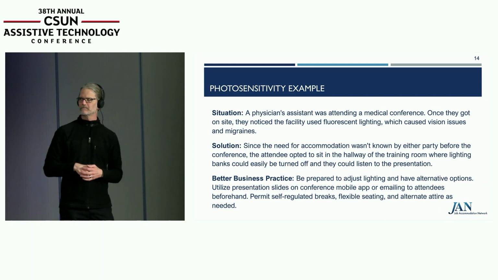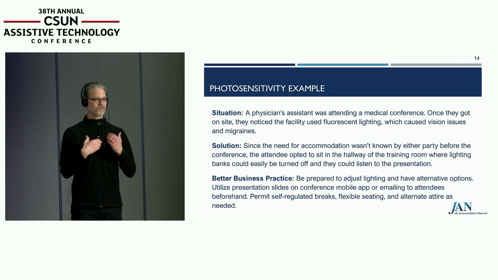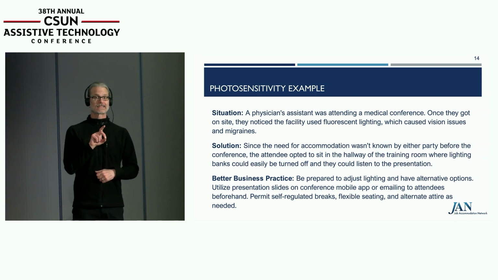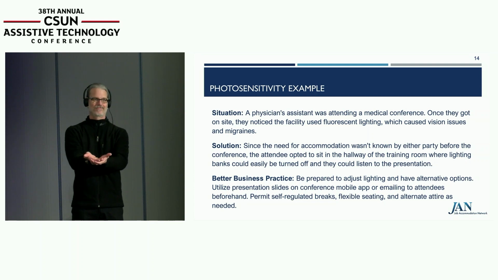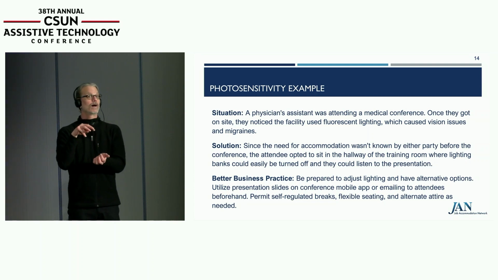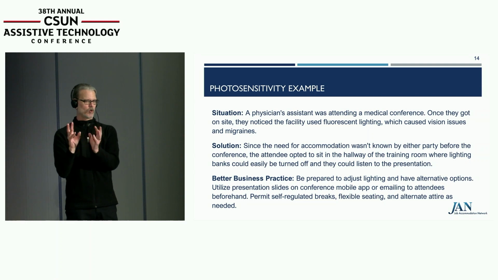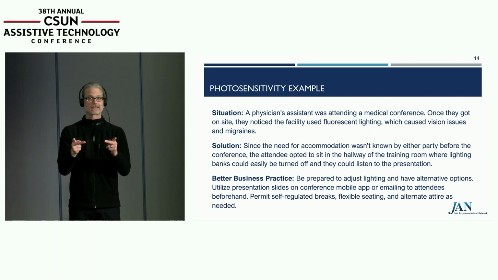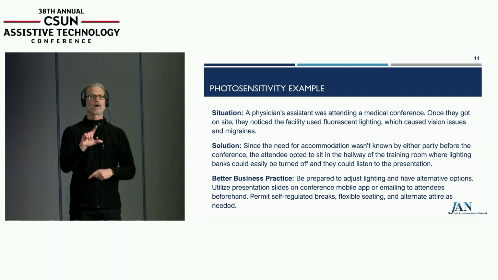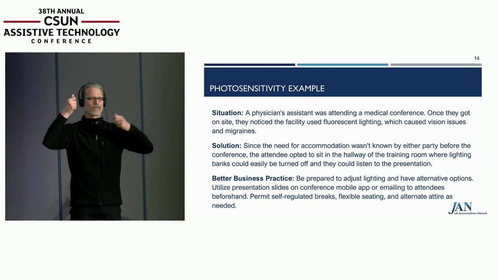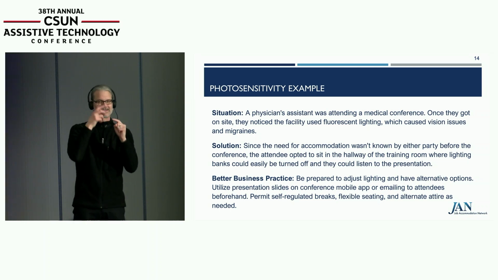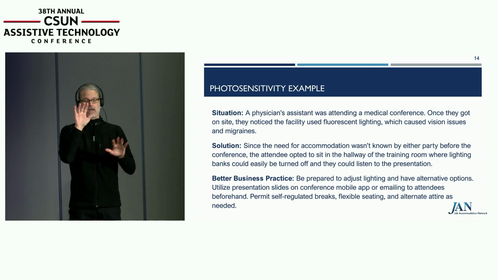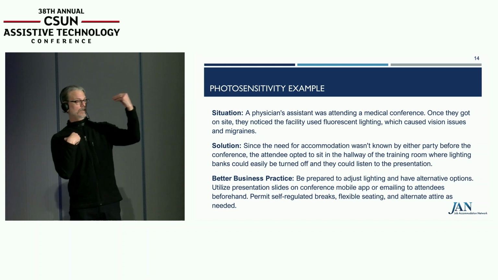So in this next example, we have such a situation where the individual with the disability did not realize that they would need an accommodation until they arrived at the event. A physician's assistant was attending a medical conference. Once they got on site, they noticed that the facility used fluorescent lighting, which for them caused vision issues and migraines. So this particular person had migraines as well as dry eye and had difficulty tolerating bright lights. And I can literally feel their pain. I'm going to be taking a migraine med right after we leave here today.